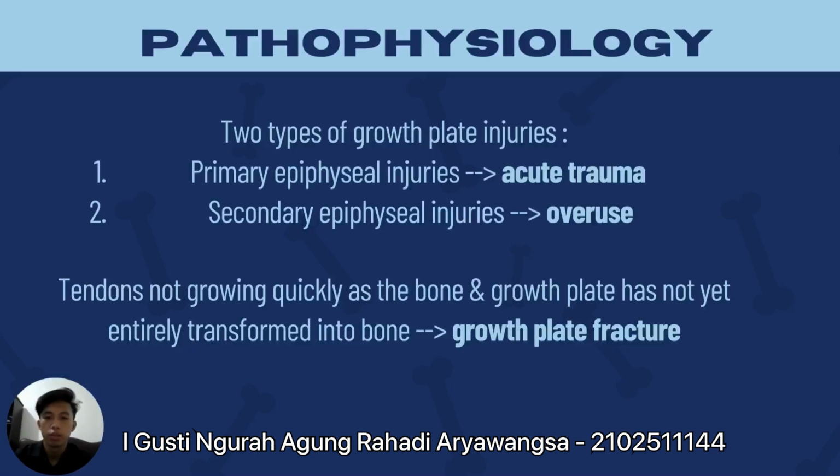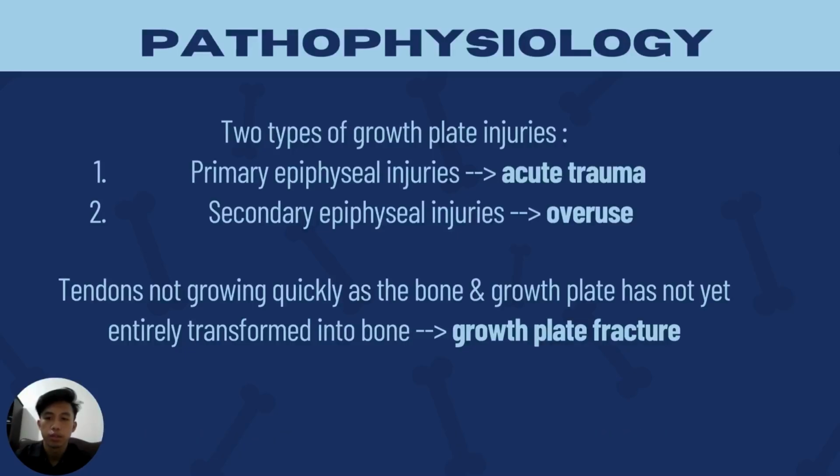Now I will explain about the pathophysiology of growth plate fracture. Growth plate injuries are classified into two types: primary epiphyseal injuries caused by acute trauma and secondary epiphyseal injuries caused by overuse. Tension at the apophysis results from the tendons not growing as quickly as the bone, especially during periods of rapid growth. Because the growth plate has not yet entirely transformed into bone, fractures can happen there. The imbalance causes inflammation and in certain cases causes acute avulsion.